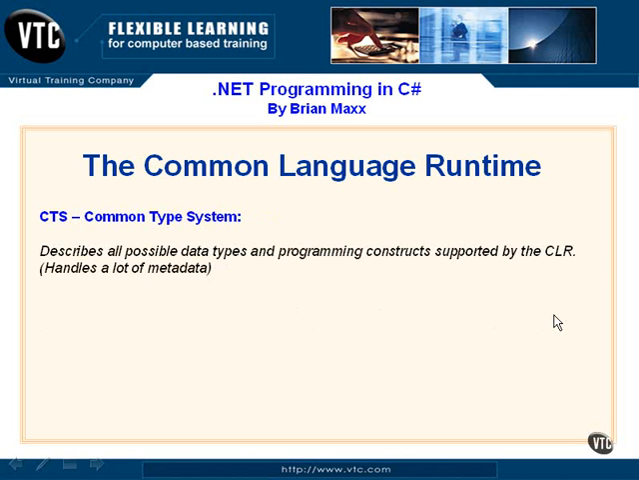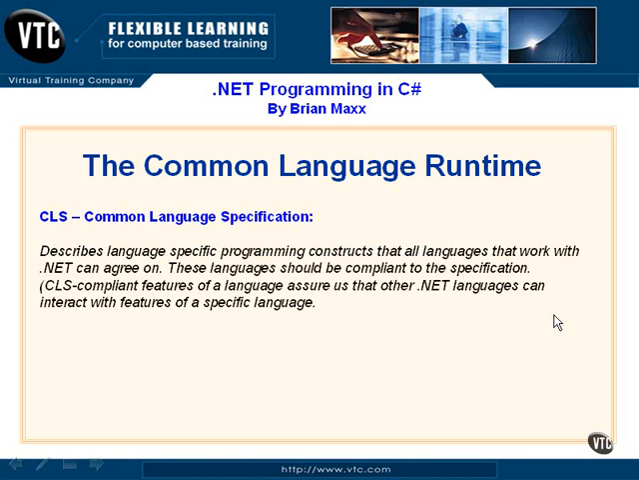So the CTS, Common Type System. This is how we describe all the possible data types and programming constructs that are supported within this CLR. This is going to handle quite a lot of metadata. The .NET framework is heavily involved with metadata, and that's just ways that we can describe our programs, describe our types, describe everything within the .NET universe, so that we're not just programming it, but it is logically being understood through metadata.